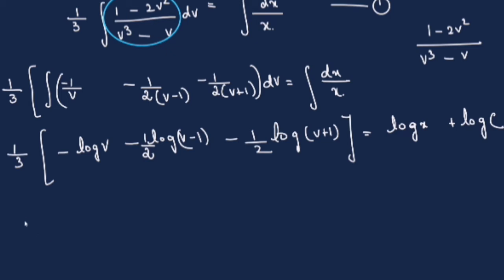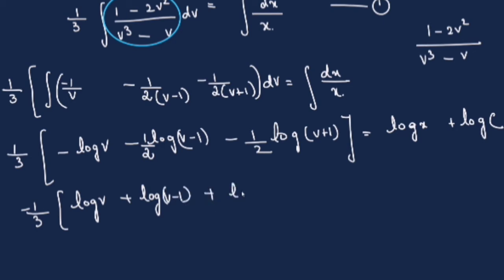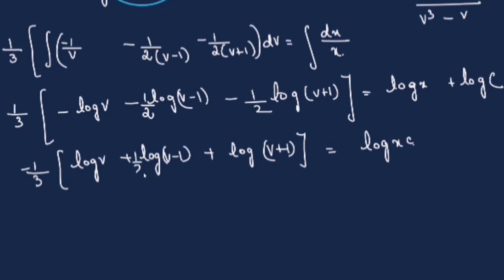Now take the minus outside: minus 1 by 3 log v plus log v minus 1 plus log v plus 1. Apply the product rule here: log a plus log b is log a into b. So it will become log x into c. Half here, and half here also. So this is equal to minus 1 by 3 log v.